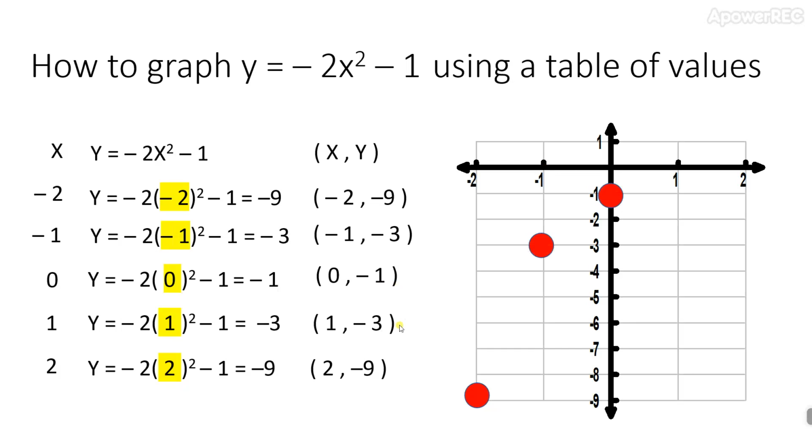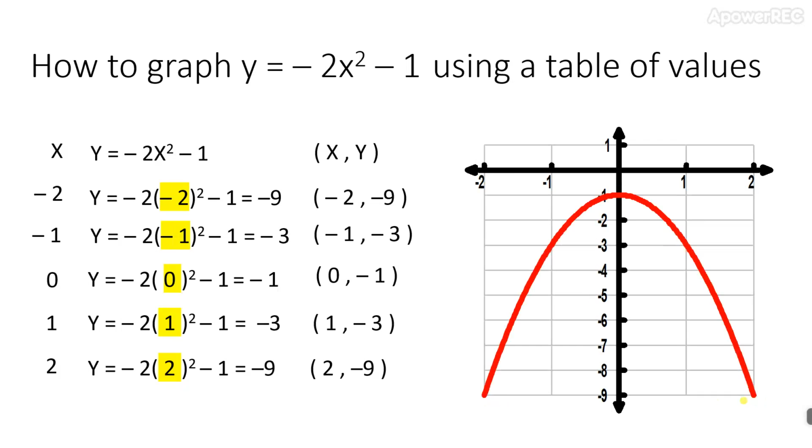For the next point, we start at the origin, go 1 across and 3 down, plot your point. And for the last point, we start at the origin, we go 2 to the right and 9 down. And for step 3, we create a nice smooth curve that joins all 5 points, and it should look something like this. That's how you graph y equals negative 2x squared minus 1 using a table of values.